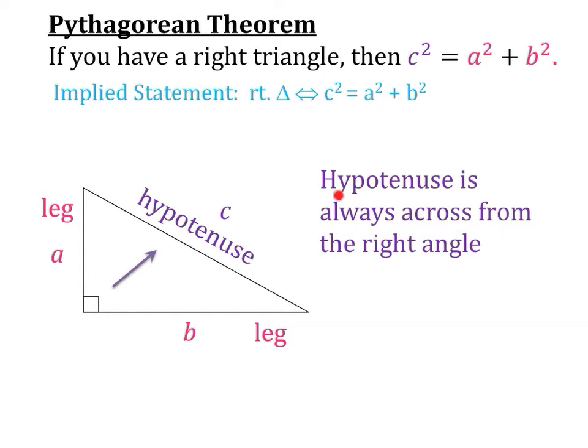Just remember that funny word hypotenuse is always across from the right angle. So find that right angle and then go across. There's your hypotenuse, always the longest side, and we usually label it C. Then the other two sides are known as the legs, and we label those A and B, and it doesn't matter which one is which.